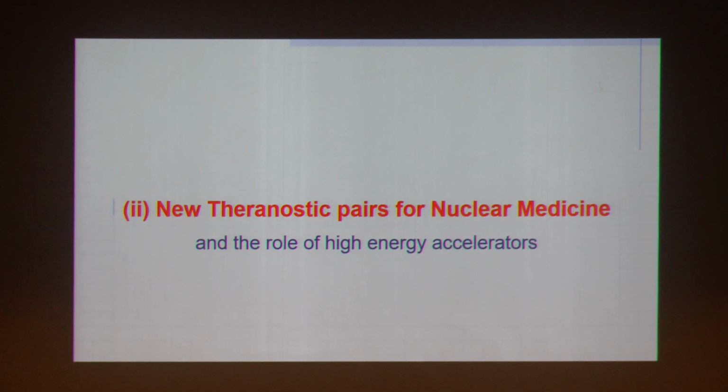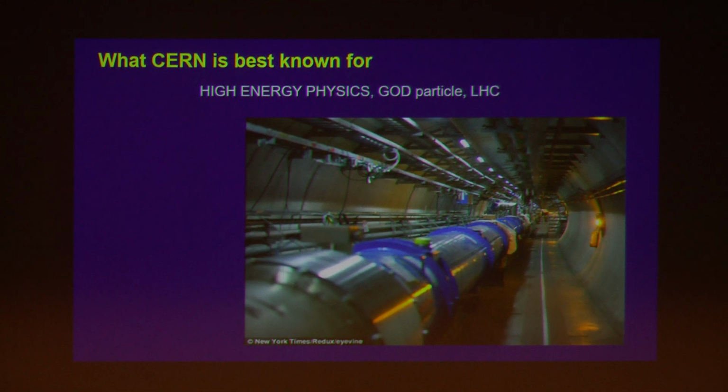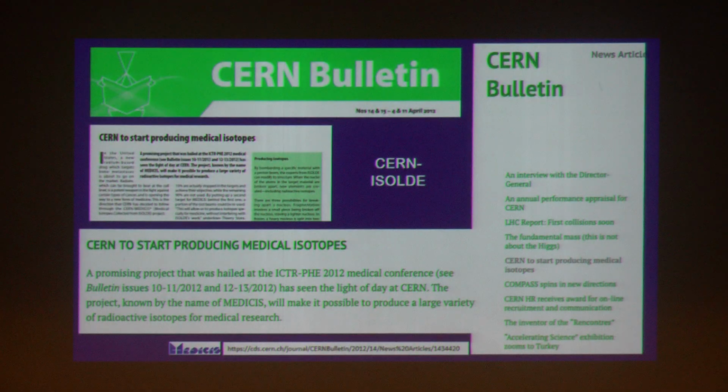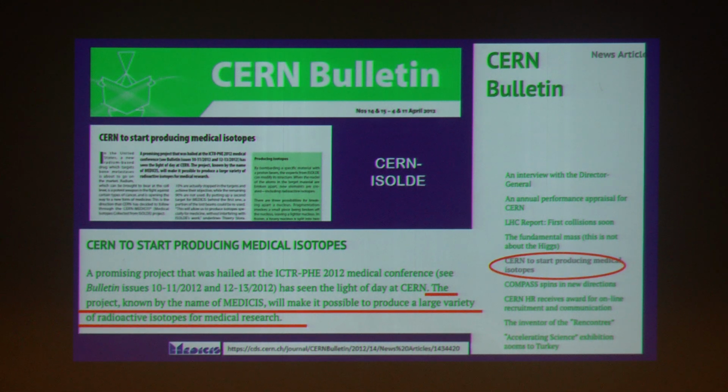My second point is on the search for new theranostic pairs in nuclear medicine and the role of high energy accelerators. Over the last 3 days, we have known CERN for high energy physics, for the God particle, for the LHC, but at the same time it is also known for medical isotopes. As one article in the CERN Bulletin in 2012 said, CERN is to start producing medical isotopes. The project, known by the name MEDICIS, will make it possible to produce a large variety of radioactive isotopes for medical research.